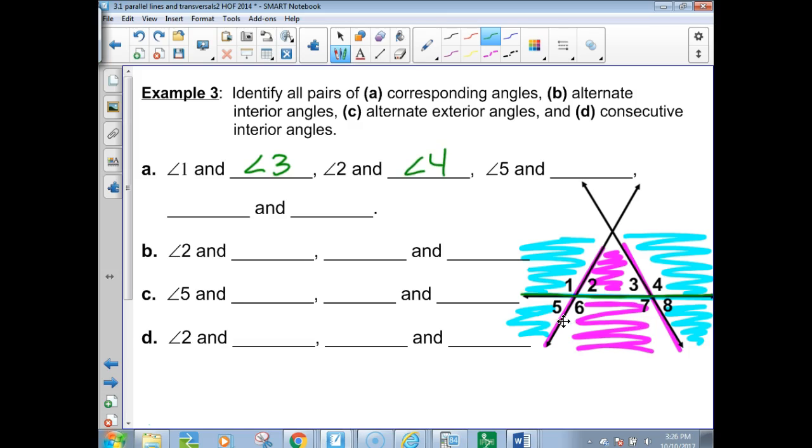Okay? 5 corresponds to 7. So there are ones on the interior, ones on the exterior when you do these. And 6, interior, exterior to it, the angle that corresponds is angle 8. Angle 6 and angle 8.